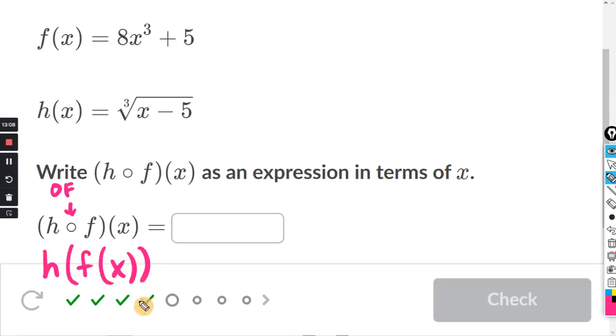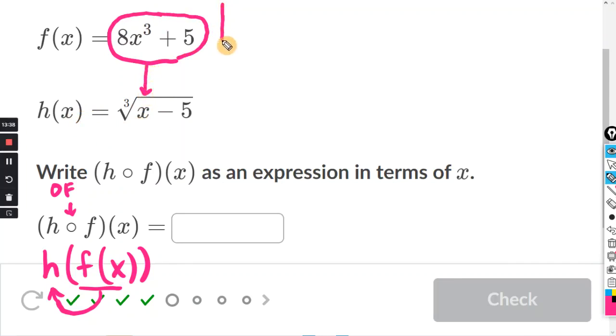We are taking f of x and plugging it into the h function. Wherever there's an x in the h function, it gets replaced by f of x. The f of x expression is this right here, and wherever we see the x in the h function, we are plugging in that entire expression. I'm going to do my work right here. We're finding h of f of x. I don't have room to write it, but we're just recopying this.